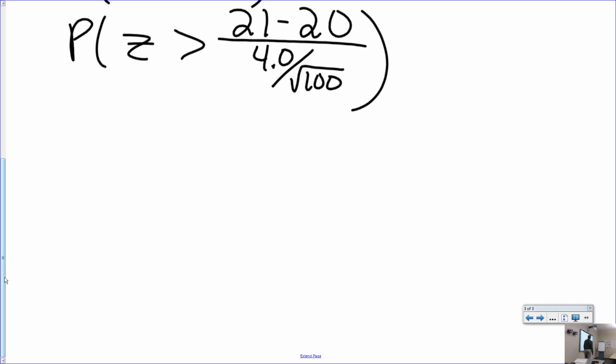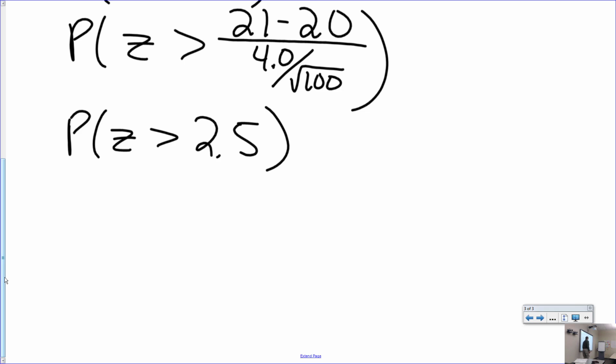What'd you get? Z greater than 25. 25? Oh, square root of 100. Never mind. Do the math. It's 2.5. Yeah, that would be 25 if we sampled 100,000 people. Still, 2.5 is a pretty big number.